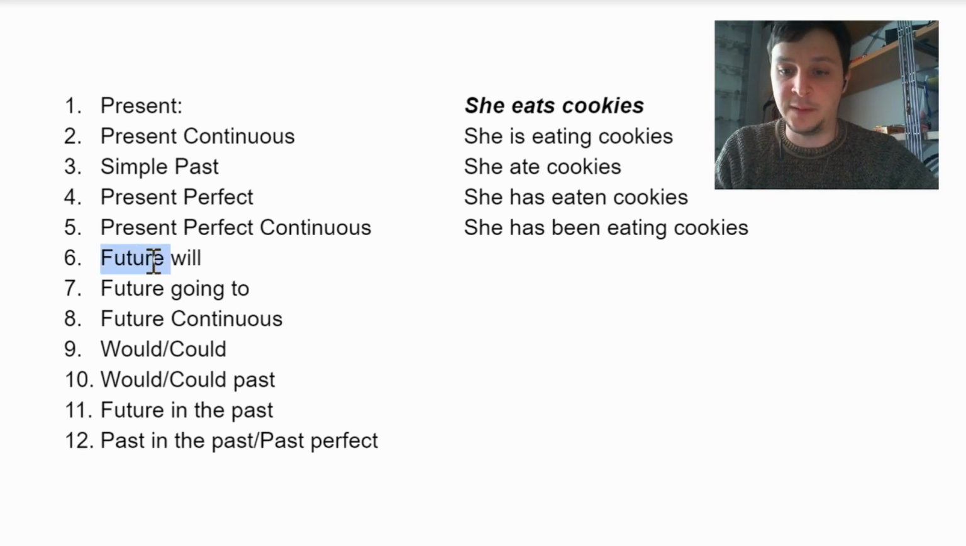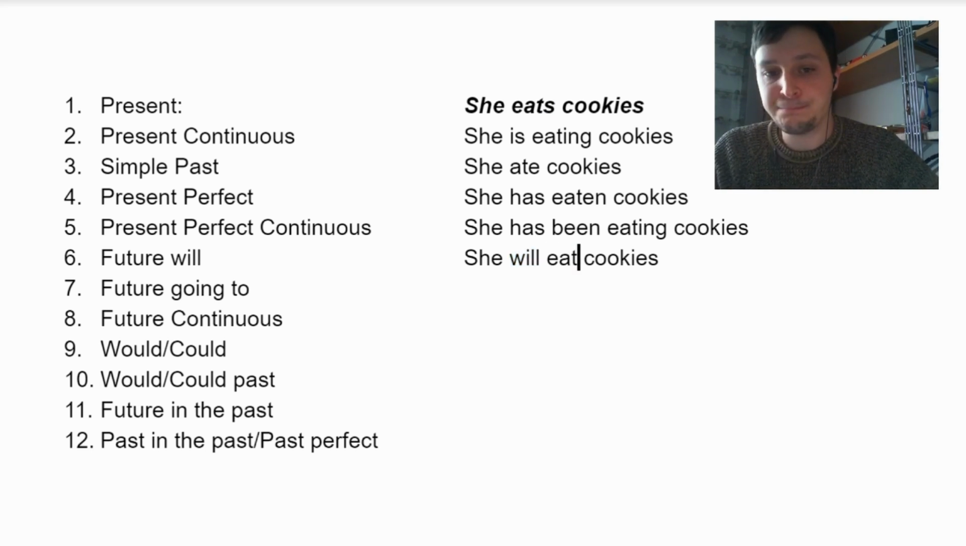Next, let's go to a future. Future with will. This is easy. Most of you can do it. She will eat cookies. You just add will. Notice that when you add will, you no longer need the third person S, because the future auxiliary verb will, it means you don't need that anymore. So anything after will always be base form. It will not be conjugated, okay? She will eat cookies.